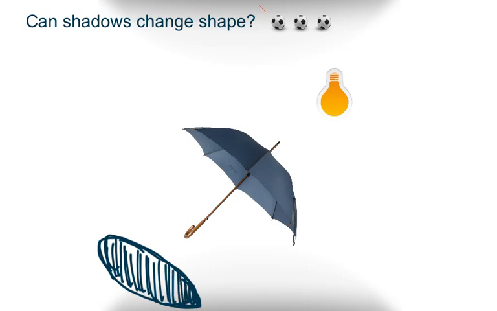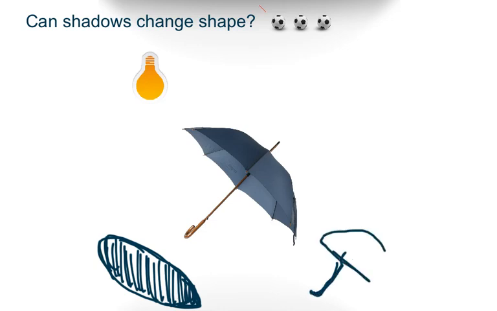And of course, if we move the light source to this side, then we may find that the shadow actually changes shape. The shadow might become like this, following the shape of the umbrella. So the shadow might look like this, with the handle here, and then the umbrella. And the shadow would change shape when the light source changes, or the object changes direction or position.